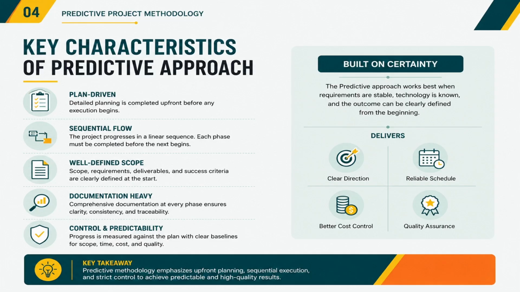Another important characteristic is heavy documentation. Every phase involves detailed records, approvals, reports, and baselines. Finally, the predictive methodology focuses more on control and predictability. Progress is measured against the approved baselines for scope, time, cost, and quality. Because of this structured nature, predictive projects provide clear direction, cost control, reliable schedules, and stronger quality assurance.